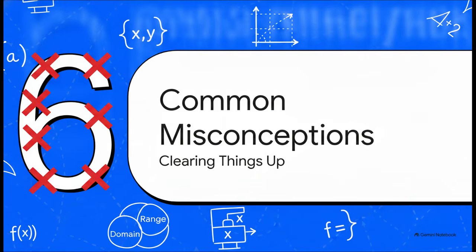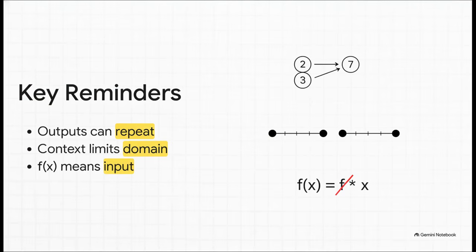Last part here, Section 6, clearing up misconceptions. Before we wrap up, we need to completely destroy a few common mistakes 8th graders make with this stuff. First off, remember that repeated outputs are allowed. 5 different students can all get a 3.0 GPA, right? So different inputs can absolutely yield the same output. Second, real-world constraints limit your domain. A context domain is definitely not automatically all real numbers.